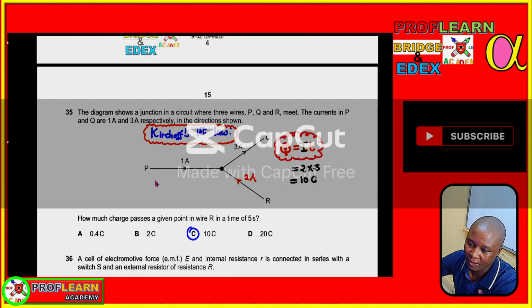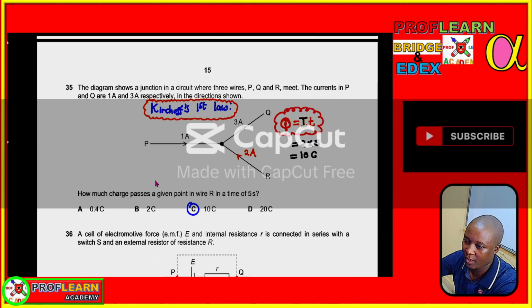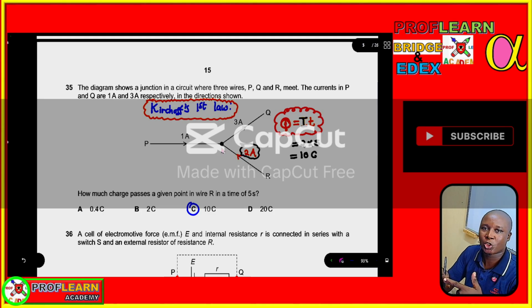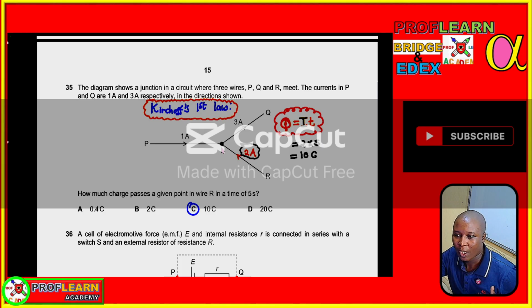In question number 35, the diagram shows a junction in a circuit where 3 wires P, Q and another meet, and the currents in P and Q are 1 ampere and 3 amperes. So 1 ampere is flowing here and another 3 amperes flowing there, meaning the rest is 2 amperes, so that the current going into the junction is equal to the current getting out of the junction according to Kirchhoff's first law. This is the law of conservation of charge.